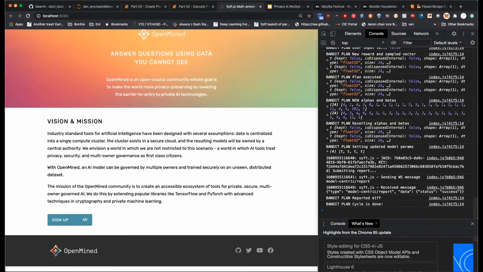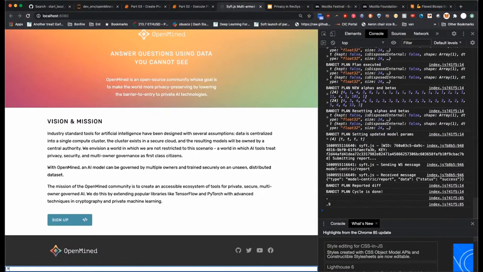So going back to the browser, there's actually a secret feature that I haven't shown you yet. And here what we're doing is actually setting the differential privacy level, or differential privacy rate. So watch what happens.